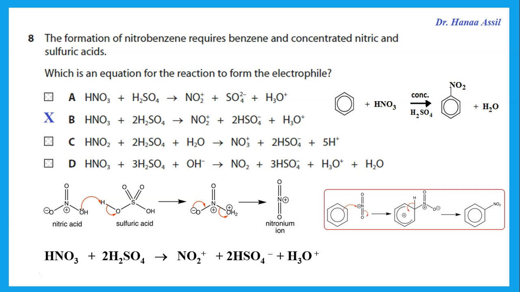Now we know that what happens is the benzene ring attacks the nitronium ion in an electrophilic substitution reaction in order to put the NO2 on the benzene ring. Please learn this mechanism.